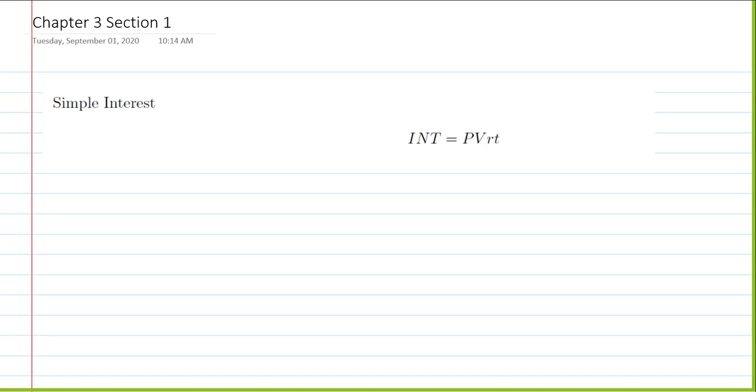All right, so in Chapter 3, Section 1, we're going to start by talking about simple interest. You may remember from a previous math class or something else that a formula for simple interest would look something like I equals P times R times T, where I is your interest, P is your principal, R is your annual interest rate, and T is your time. Turns out that's great for mathematics, and that is not the convention used in business.